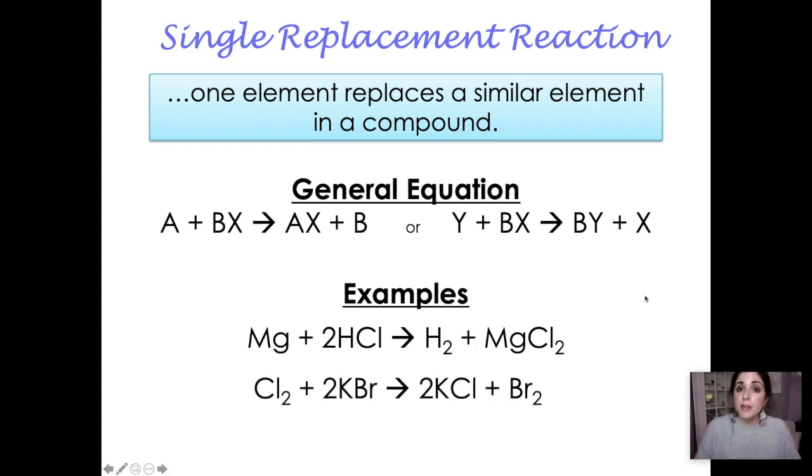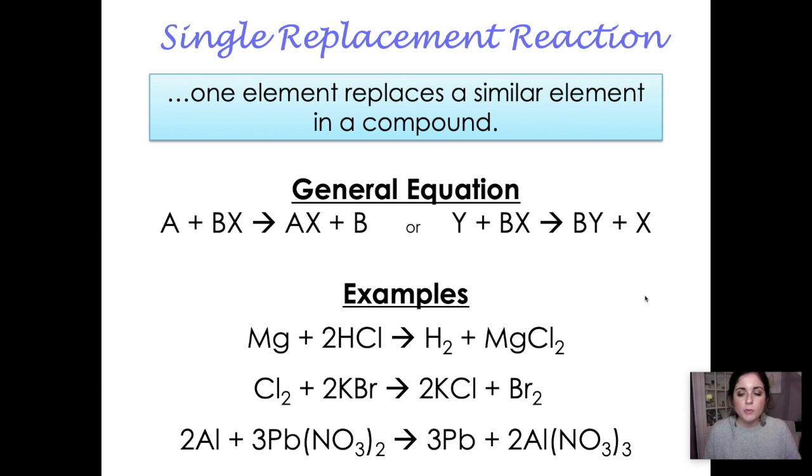Chlorine gas reacting with potassium bromide. In this case, your halogens are similar, so it doesn't always have to be metal for metal or metal for hydrogen. You could also have a reaction between halogens or nonmetals. In this case, chlorine and bromine are switching places. And here's one that looks a little bit more difficult, but the only thing that makes it look more scary is the fact that there's a polyatomic ion in there. But otherwise, you're switching your metals. Aluminum and lead are switching places. Lead isolates itself out, and aluminum bonds to nitrate.